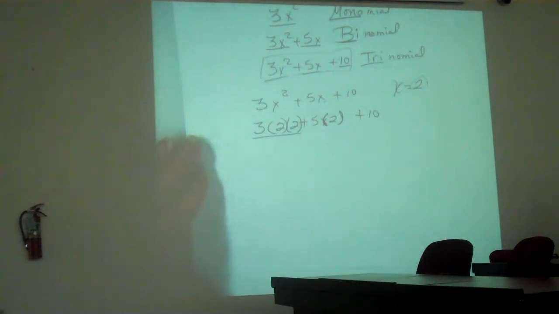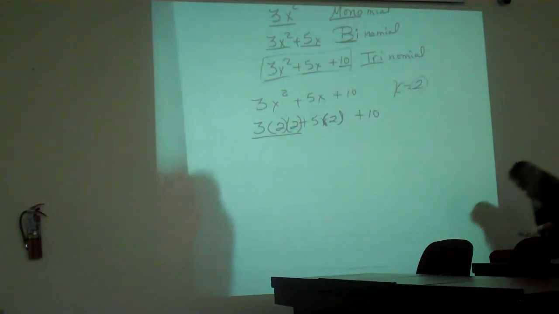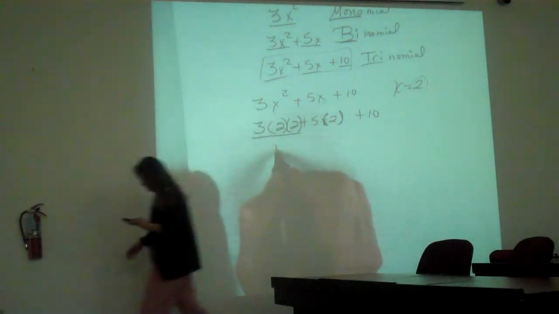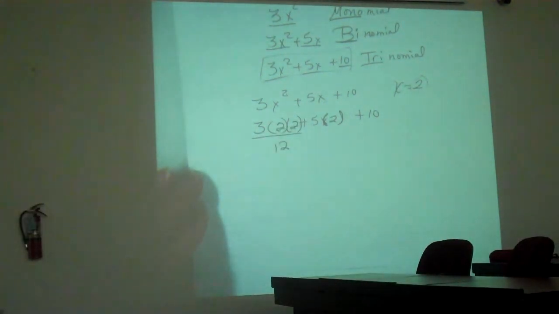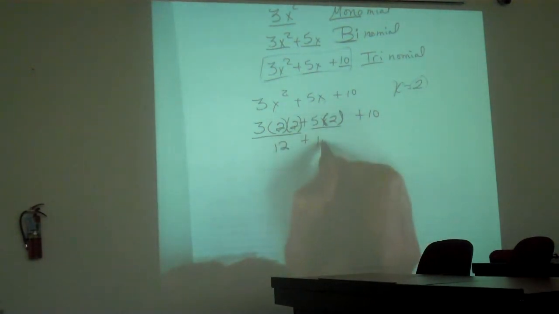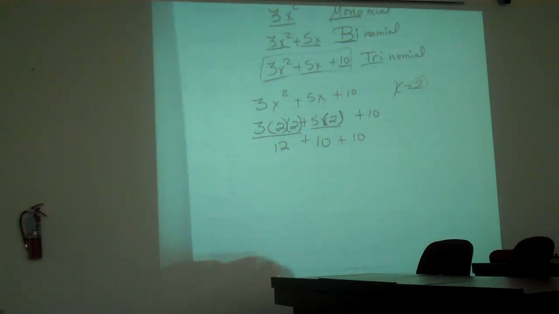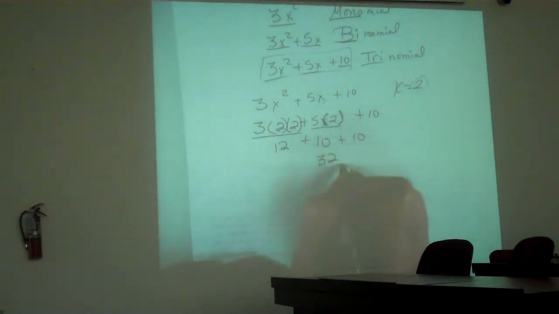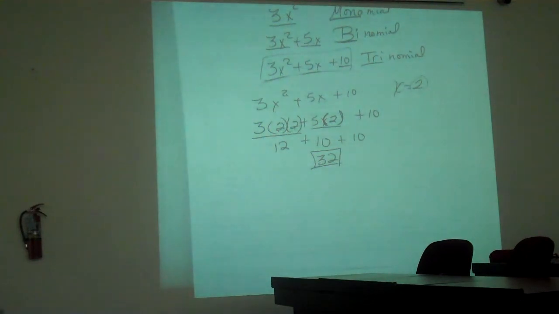So 3 times 2 times 2, 4 times 3 is 12, or 6 times 2, that's 12. 5 times 2 is 10, and then plus 10. So that's just 32. You just evaluated it. You just plug the number in. Okay? That part's going to be fun, huh? It's not going to be too bad. Okay.